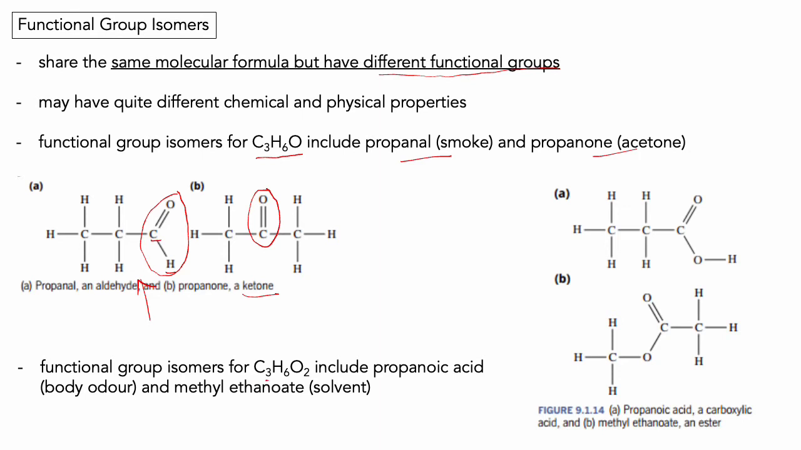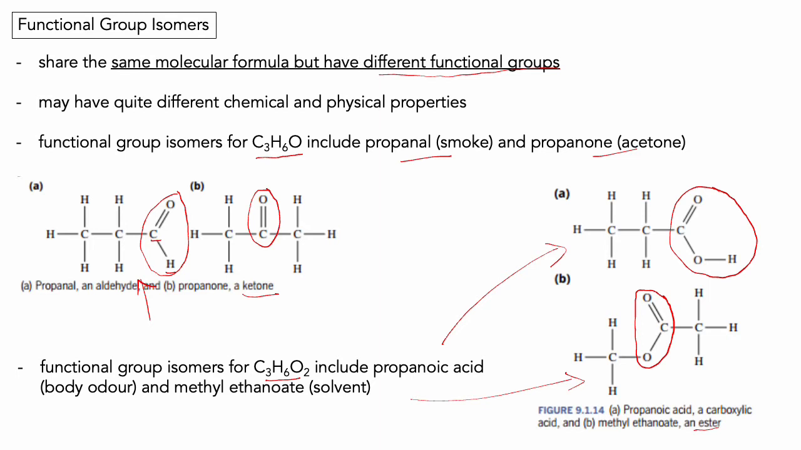Another example, C3H6O2, you could have propanoic acid, which makes your armpits smell, and we got this carboxylic acid functional group on the end. Same molecular formula, different functional group. Or you could have methyl ethanoate, which again is a solvent, and we call this an ester because we have our double bonded oxygen on a carbon attached to an oxygen, but it doesn't have that acidic hydrogen attached to it, so it's somewhere in the center of the molecule. We call that an ester.